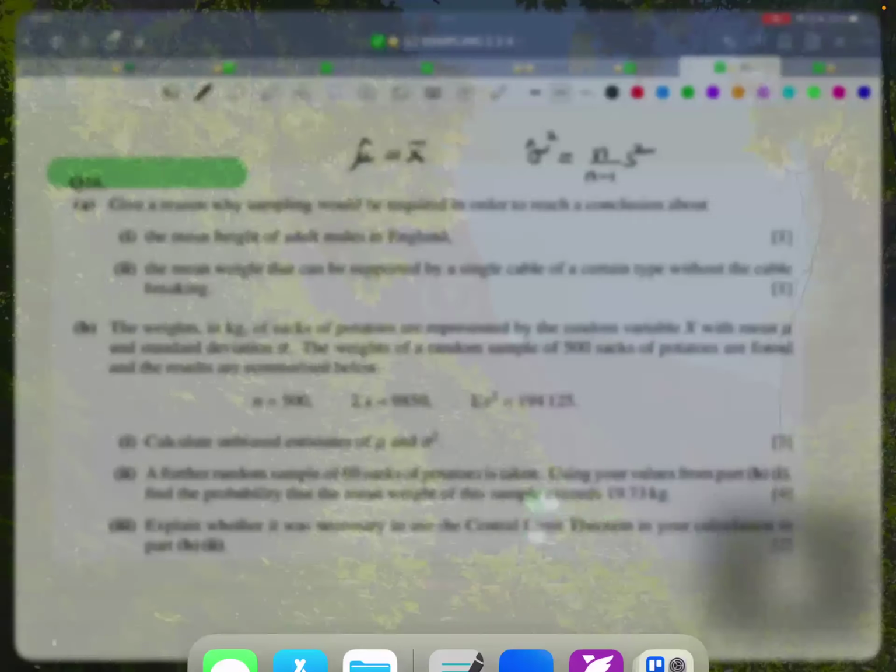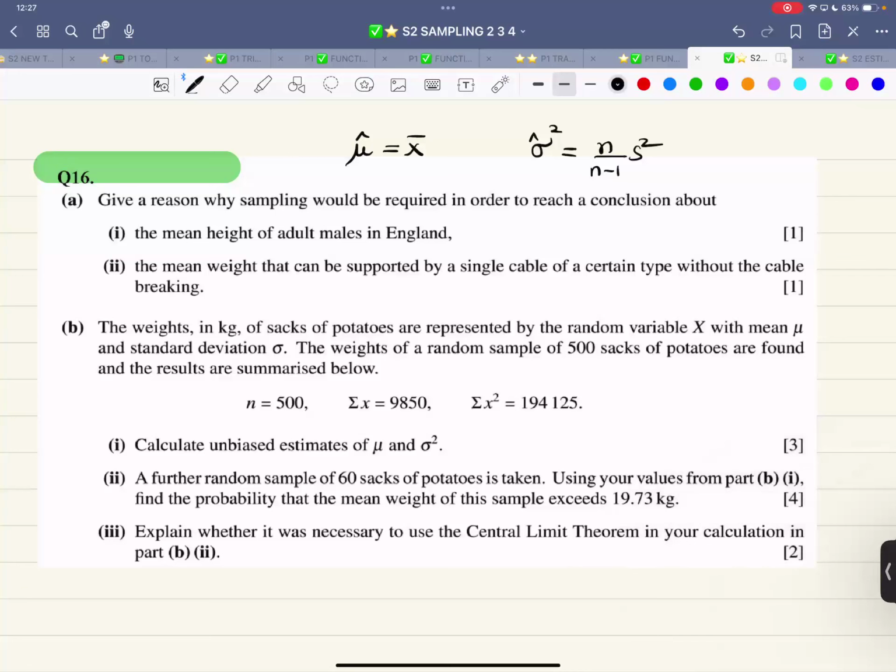So now let's look at this question. First of all, the first part is about reasoning. The question says, give a reason why sampling would be required in order to reach a conclusion about the first part, the mean height of adult males in England. We would say that it's not possible to measure the height of every single person. It will be too costly, too time consuming. That's why a sample is required.